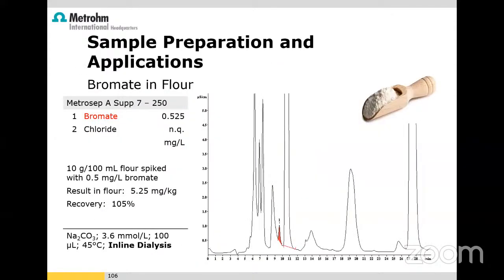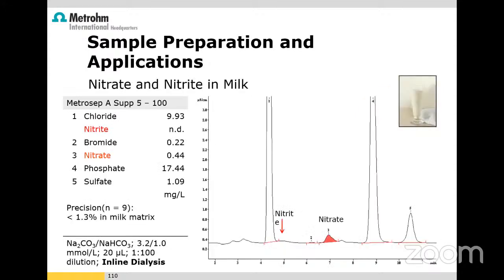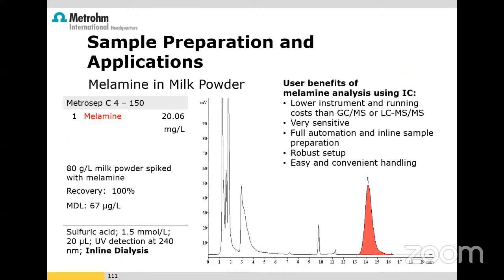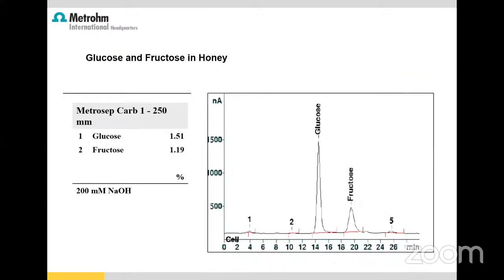Then food samples, bromate in flour, that is your bread. The flour which is used for bread or biscuits or any kind of bakery product. Then nitrite and nitrate in milk, melamine in milk powder, then glucose and fructose in honey. As you know, this is very essential because you get spurious honeys nowadays, because they just add jaggery water into it. So what happens is sucrose is more than 5%. If sucrose is more than 5% in any honey sample, that means it is already adulterated. So the limit is just less than 5%.